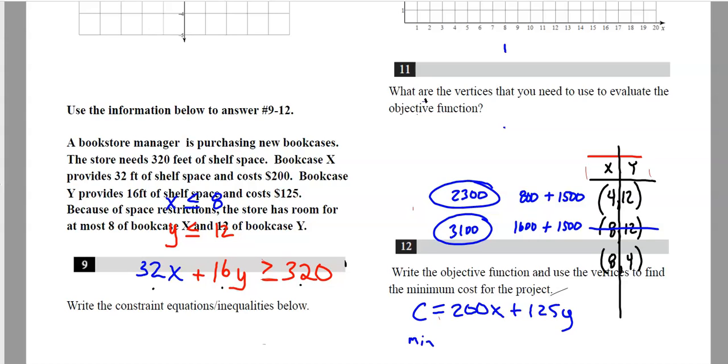So let's try 8, 4. Well, 8 times 200 would be 1,600, plus 4 times 125 would be 500. Ooh, looks like that's a cheaper way. So the minimum cost is going to be $2,100, and we would need to order 8 of the X and 4 of the Y cabinets. All right, that's a pretty involved problem, man. That's 4.4, linear programming.